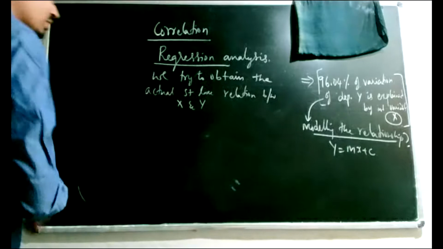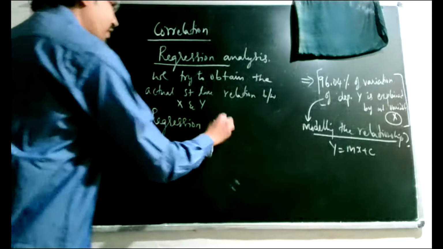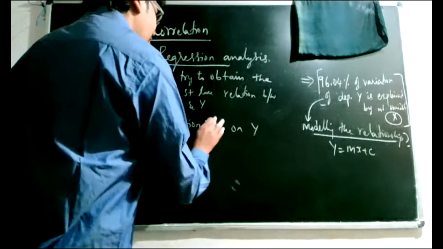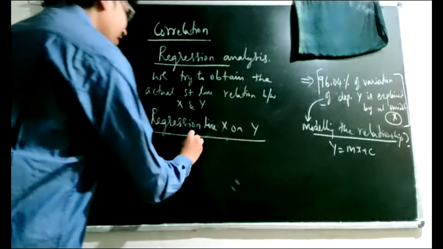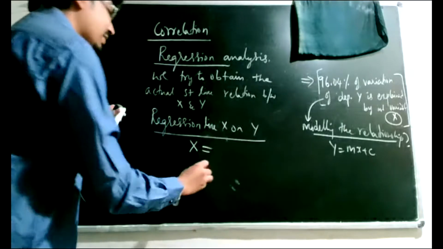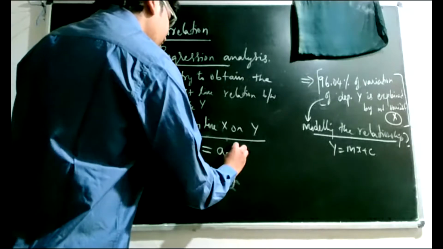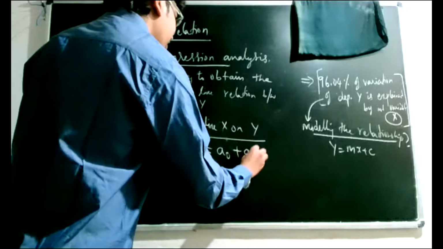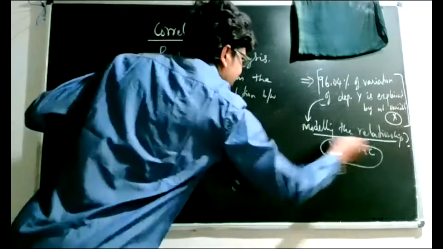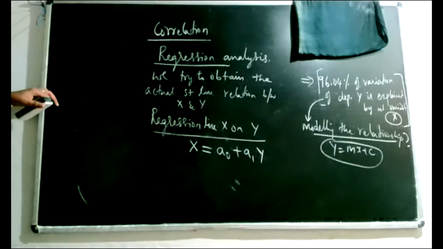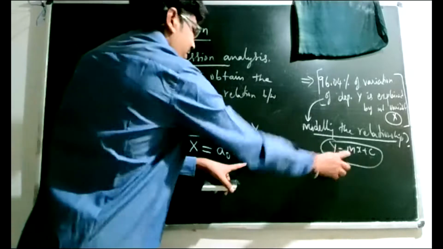Now the first equation where you want to estimate the value of x based on y is called the regression line or regression equation of x on y, and that is of the form say x is equal to some, let me say a0 plus a1 y. So basically I'm using the same approach, y is equal to mx plus c. In place of c, I'm taking the constant a0. In place of m, I'm taking a1.